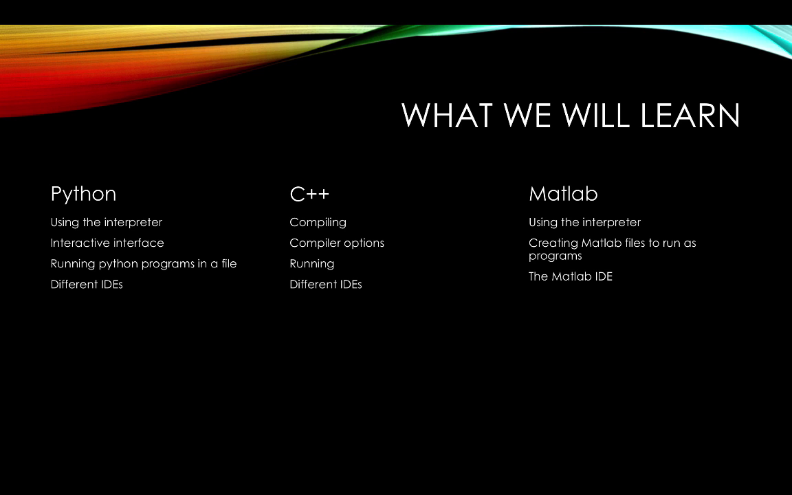For C++, we're going to look at compiling, some of the compiler options, how we run, and then I'm going to show you the IDE that I use for C++. I might make a video just about some common C++ IDEs because everyone has their favorite. And then for Matlab, we're going to look at using the Matlab interpreter, running programs from files, and using the Matlab IDE. So for Matlab and Python, we can use an interactive mode, or we can run it from a file, and we'll look at both ways. In C++, we really just only have the compiling and running because it's not interpreted. All right, so that's what we're going to be doing in this course.